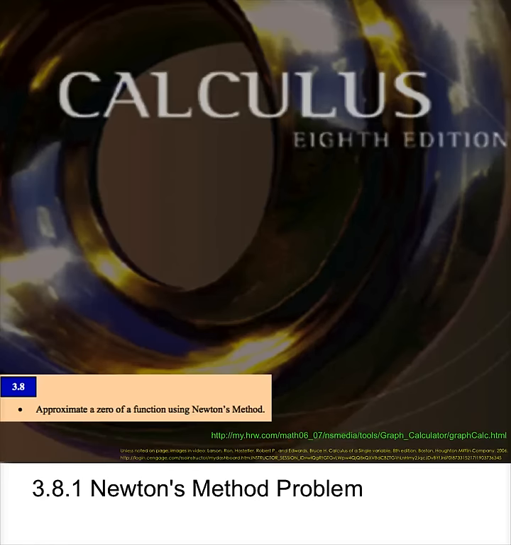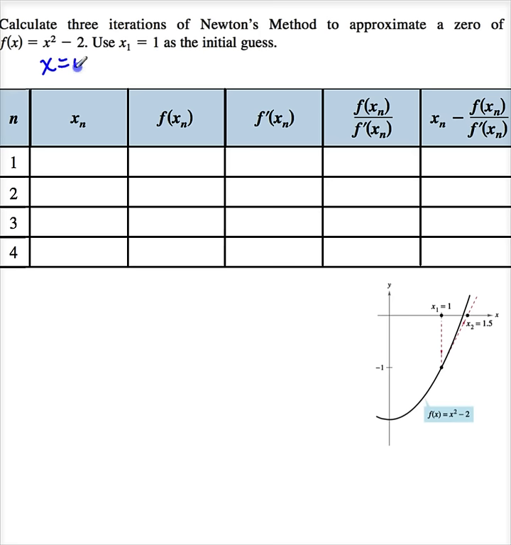Newton's method problems are best done with a chart. If I were to ask you to find the zeros of x squared minus 2, well, of course you could do that. You could just say, okay, well, x is plus or minus the square root of 2. But what if you can't? And I ask you to use Newton's method to approximate a zero, and I tell you to start at x1 equals 1 as your initial guess.